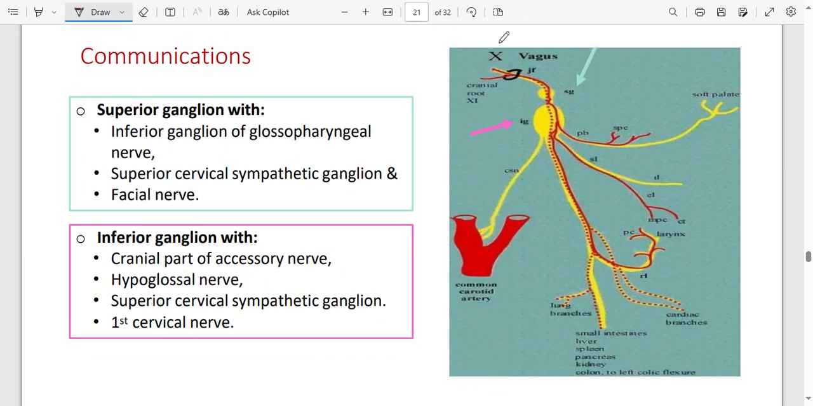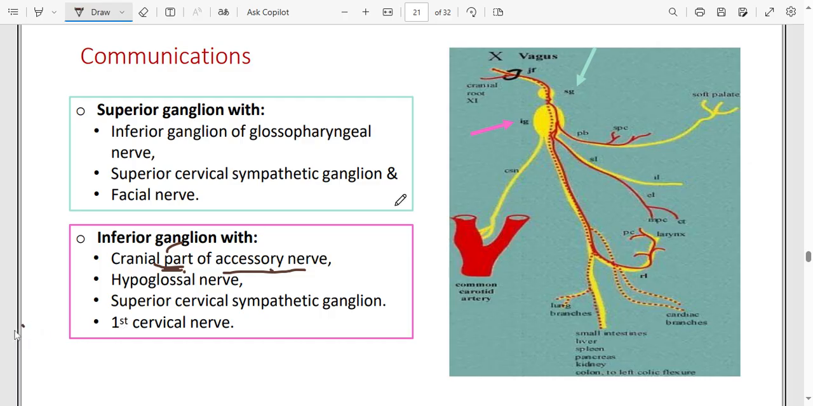So the superior ganglion will communicate with the inferior ganglion of the glossopharyngeal nerve, the superior cervical sympathetic ganglion, and also the facial nerve. The inferior ganglion communicates with the accessory nerve, the cranial part of cranial nerve number 11, because it has got the spinal part and the cranial part, the hypoglossal nerve, the superior cervical sympathetic ganglion and the first cervical nerves. Not much you need to really memorize there.